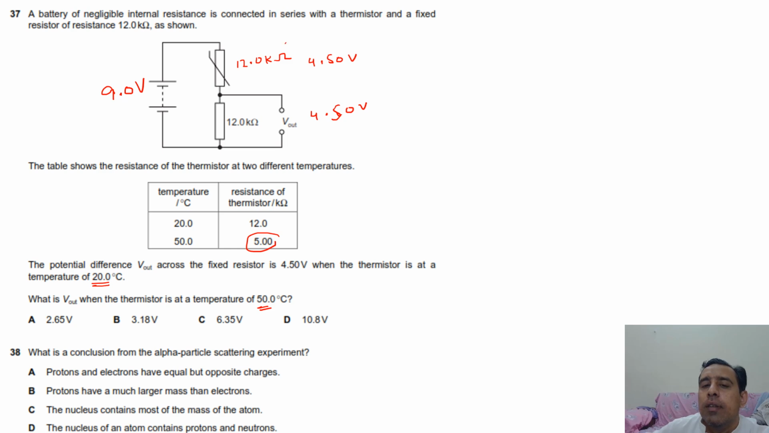So if this resistance is changed to 5 kilo ohm, and then by using the potential divider, V is equal to 12 kilo ohm divided by 12 plus 5 into EMF is 9. So by solving this on calculator, you come to know that it's 6.35 volt. So option C is correct. The units are not being changed because the units are going to cancel here.